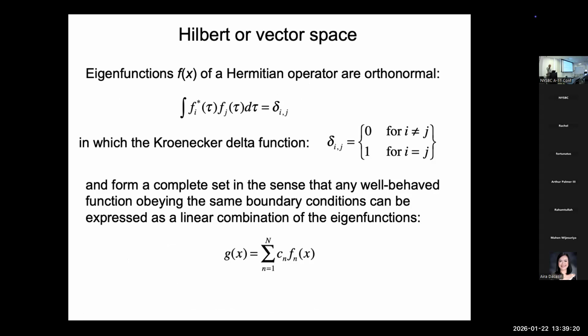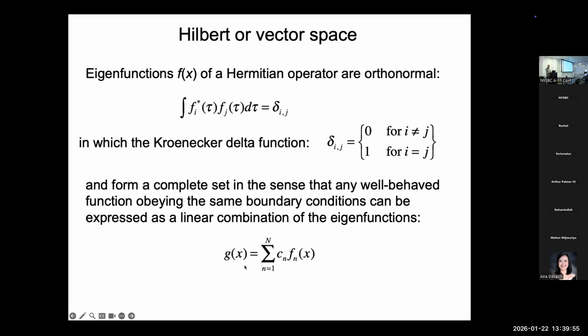Just another piece of mathematics that'll come up over and over again is that if we have a Hermitian operator, their eigenfunctions are orthogonal, in the sense that if we have two of them, shown by i and j, and we take the complex conjugate and do the multiplication, the result is the Kronecker delta. If it's the same function, we're integrating the probability and we get 1. If they're different functions, we get 0.